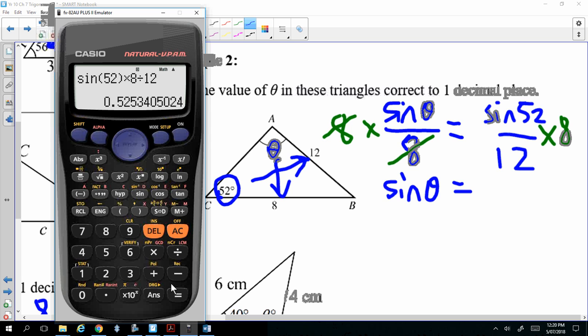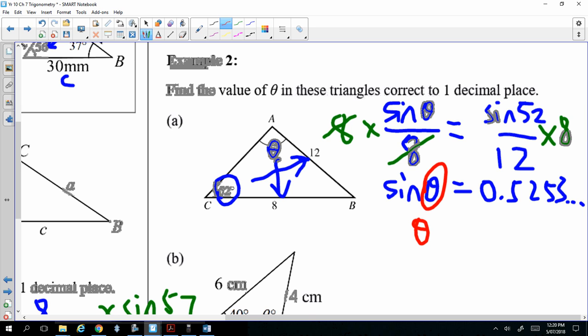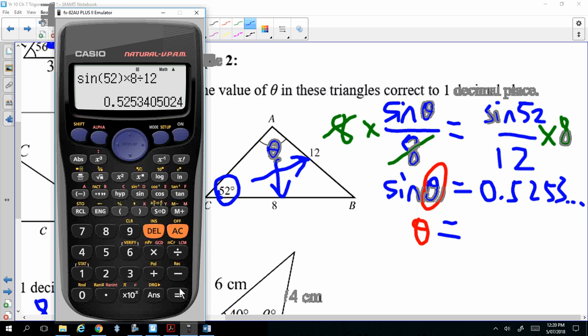0.525. Now remember, that's not your angle. To get the angle, you have to do shift sine, inverse sine. So you have to do inverse sine on this. So you go shift sine, answer, correct to 1 decimal place will be 31.7 degrees.